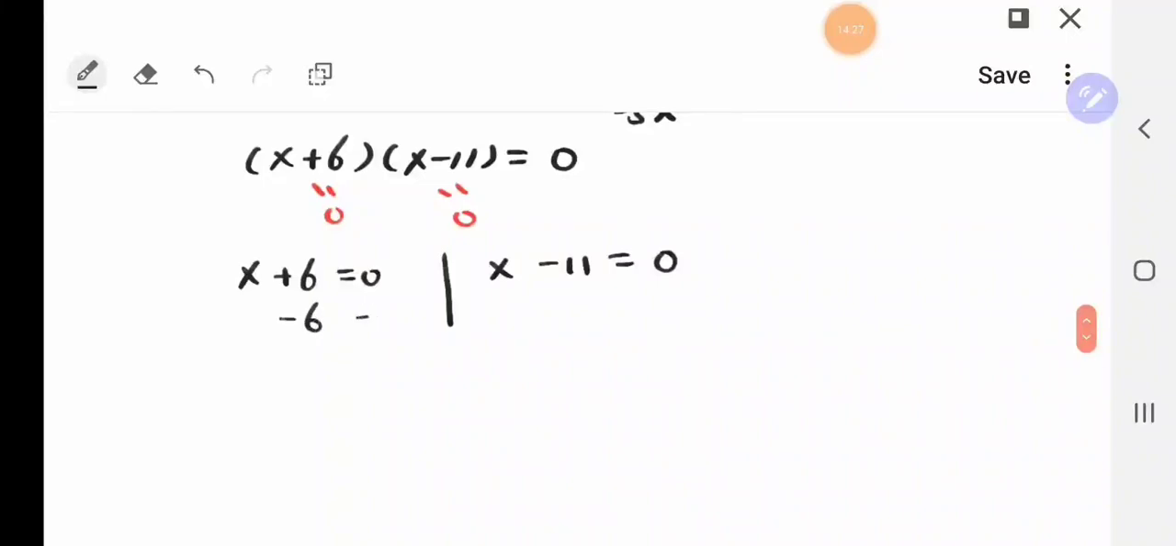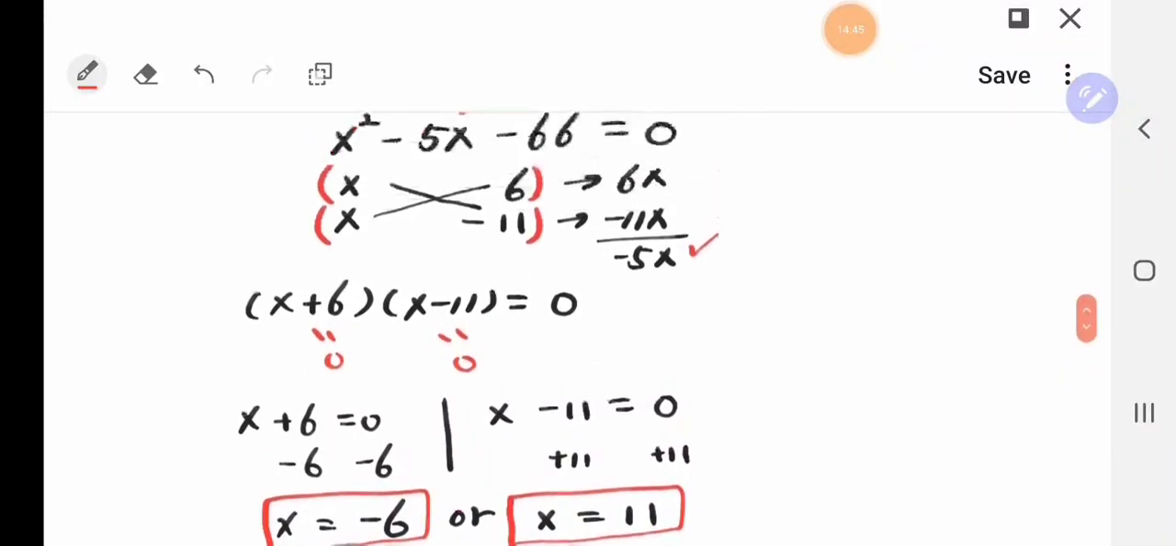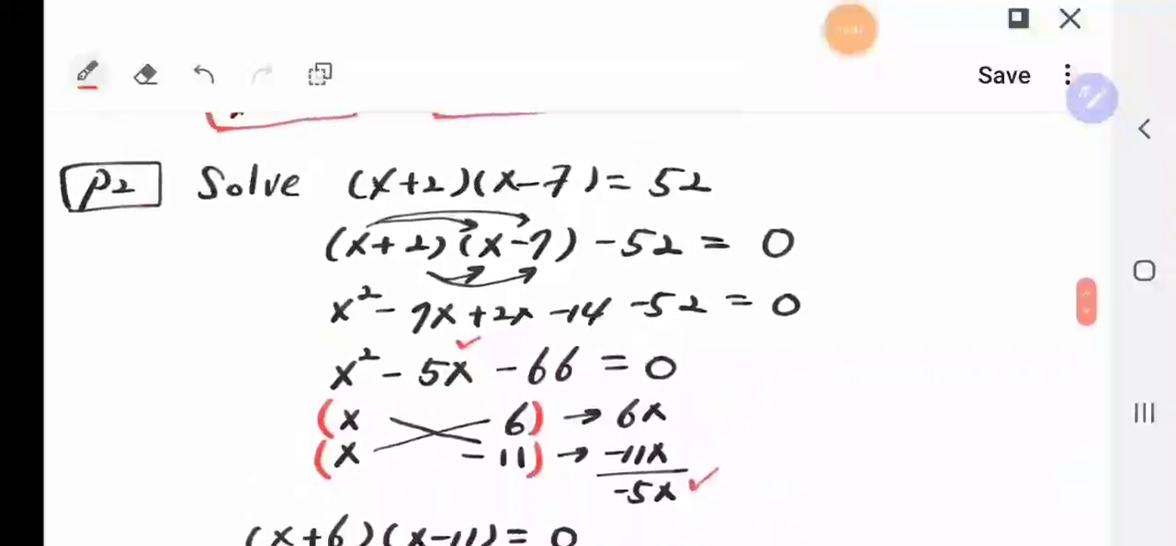Then minus 6 each side, then x equals negative 6, or plus 11 each side, then x is equal to 11. So we just found two solutions. X is negative 6 or 11. So once you plug in 11 or negative 6, then the equation will be true.